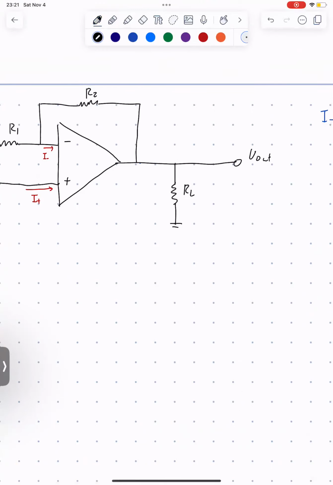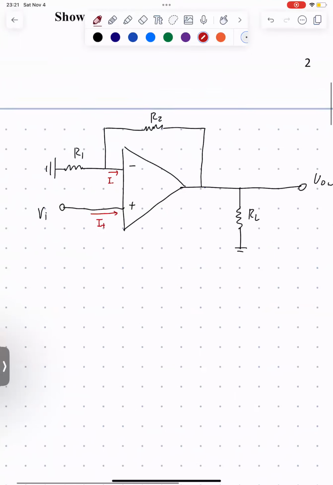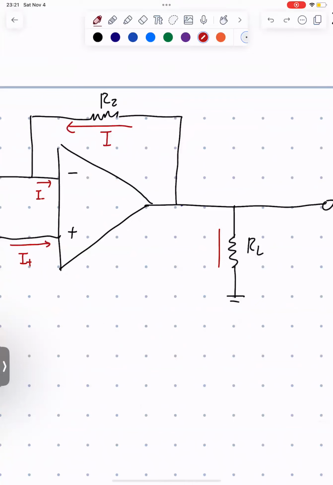Another thing that is very useful to know, since nothing's flowing in, is that if we draw another current here, let's call this I, it's just going to flow over here since there's no current flowing into the op-amp. Now let's do another current. Let's call this IL, and let's mark the current going out.